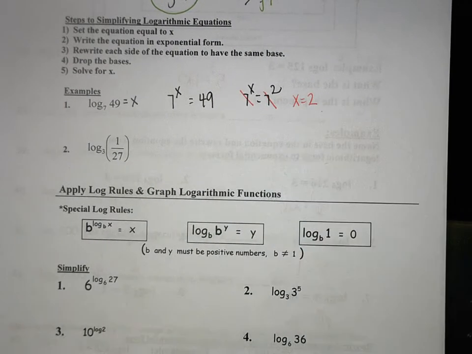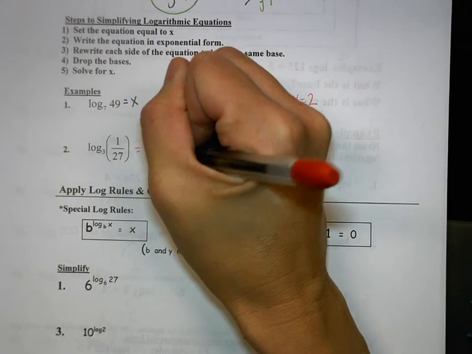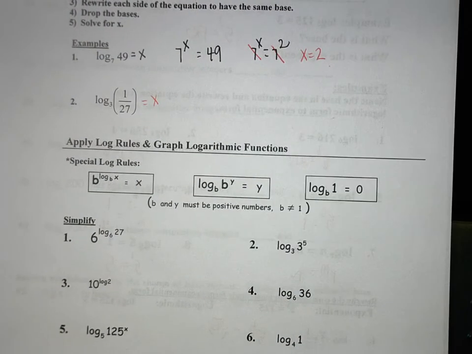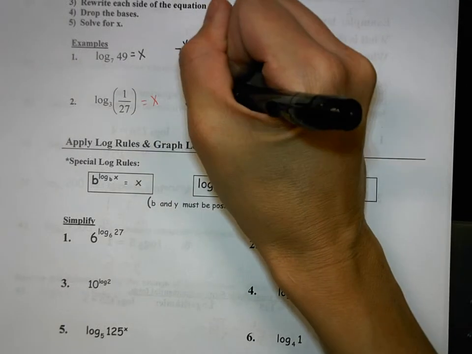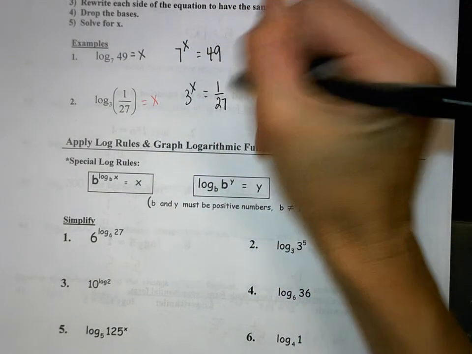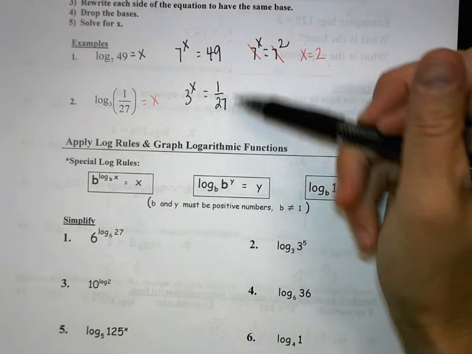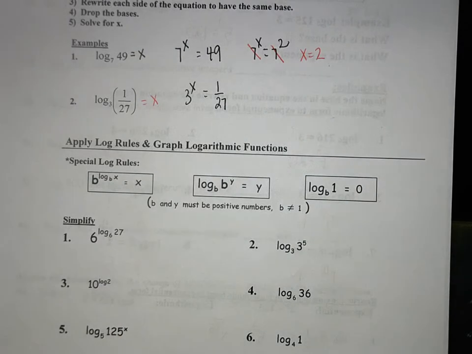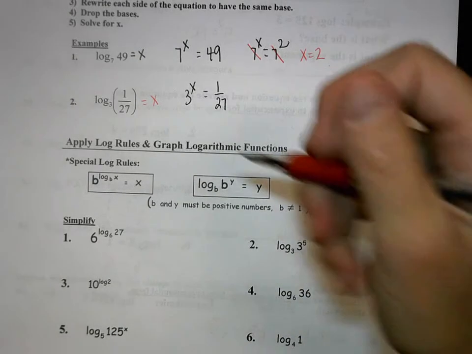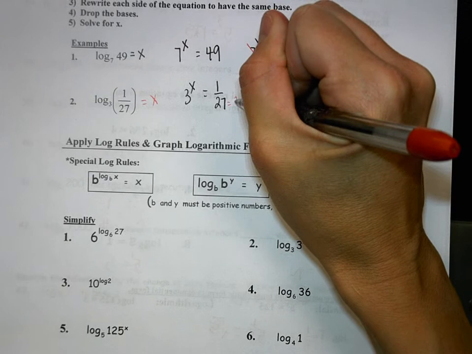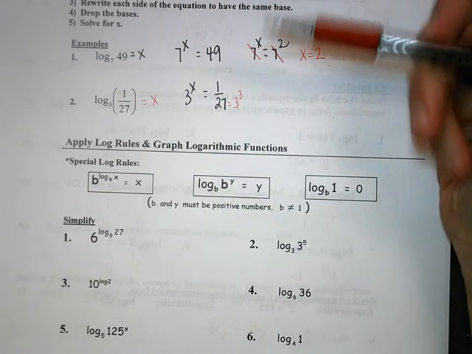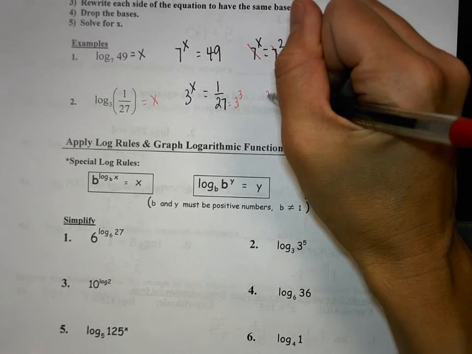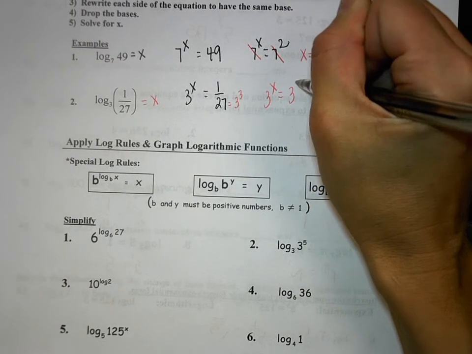First thing you want to do is set it equal to x. Then we are going to change this into exponential form, and that would be what? Good, 3 to the x equals 1 over 27. Now, since I have a base 3, I want to change this to be base 3. How could I write 27 to be base 3? 3 to the third. But right now it's in the bottom of the fraction. How do I make it come up? So 3 to the x equals 3 to the negative 3.